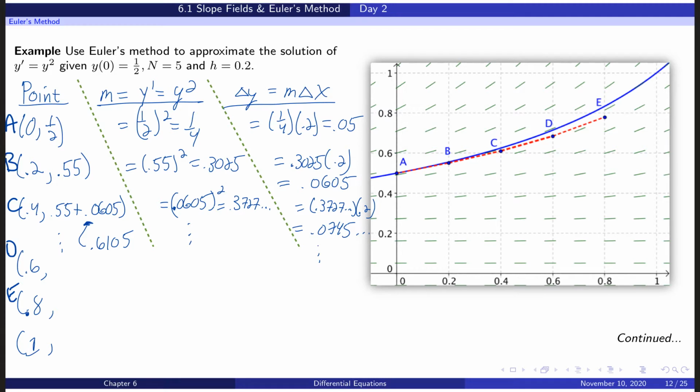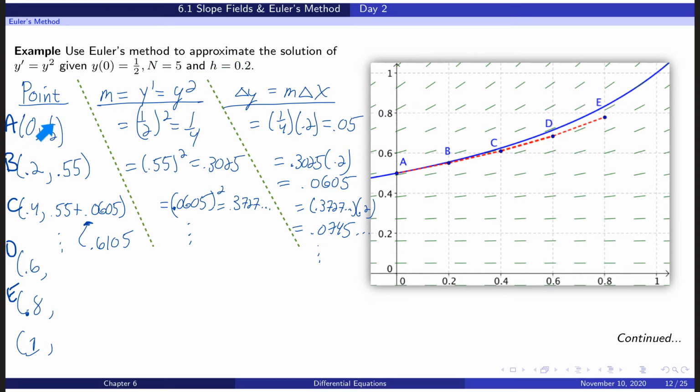This is a second example of Euler's method, but the numbers get really ugly very quickly, so we're not going to finish all of it. Different differential equation, y prime equals y squared. We're starting at the point (0, 1/2). We want to go 5 steps, and we want each step, or delta x, to be 0.2.